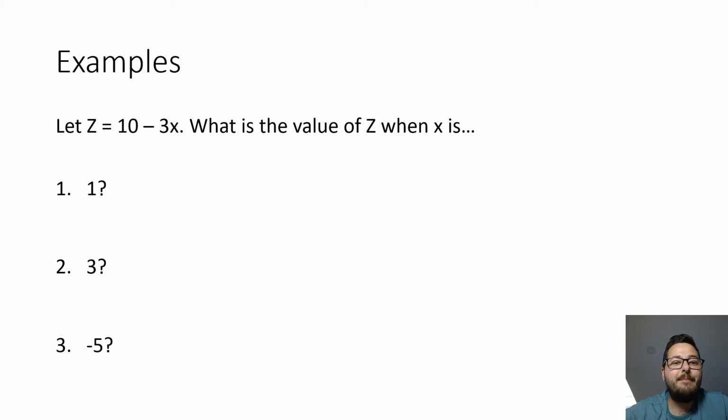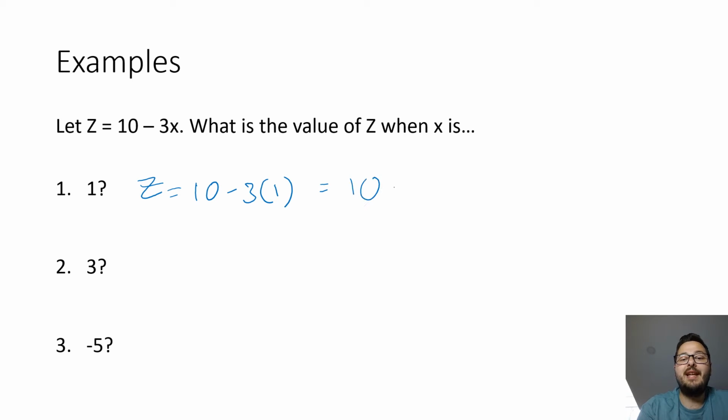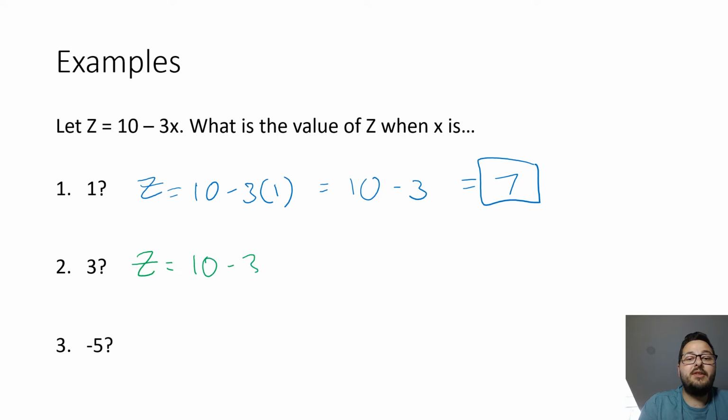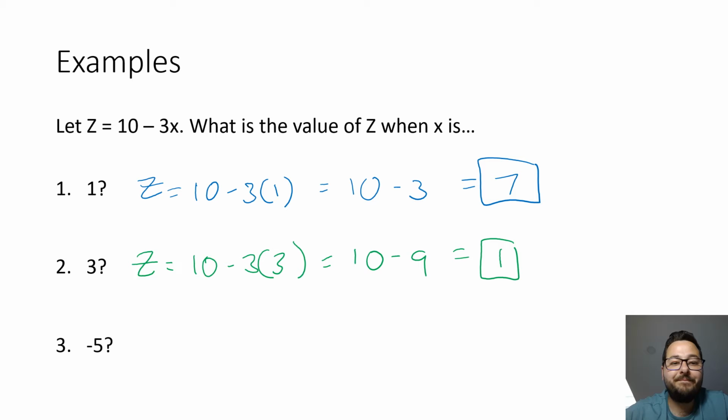Okay, so z is 10 minus 3x and x is 1 for the first question. So z is going to be 10 minus 3 times 1. Well, 3 times 1 is just 3, so this is going to be 10 minus 3, which is 7. Okay, the next one, we want to do the same, but for 3. So z is going to equal 10 minus 3 times 3, which is 10 minus 9, and that is 1.